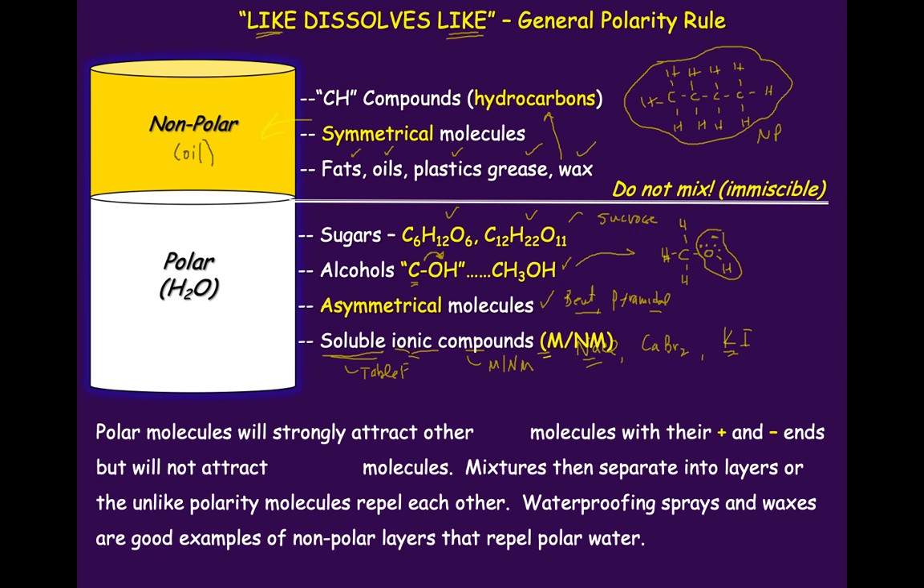Basically, polar molecules will strongly attract other polar molecules. Another word for polar molecules is, you guessed it, dipole. Same thing, with their positive and negative ends, but they will not attract to nonpolar molecules. That's why you get this separation. Mixtures then separate into layers, because molecules of unlike polarity repel each other. Waterproofing sprays and waxes are a good example of nonpolar layers that repel polar water.